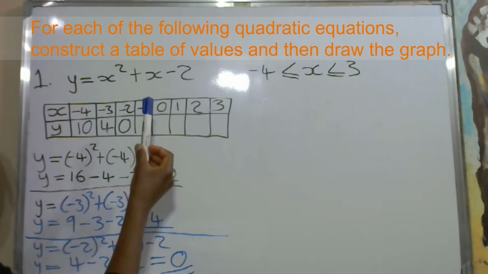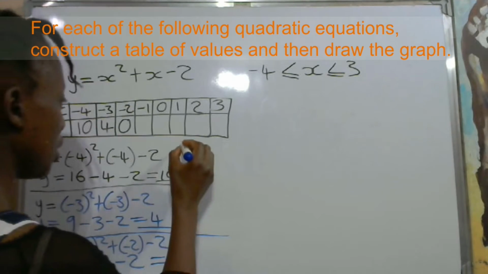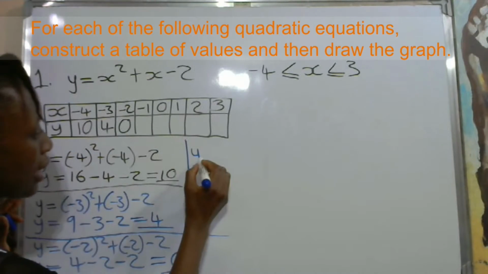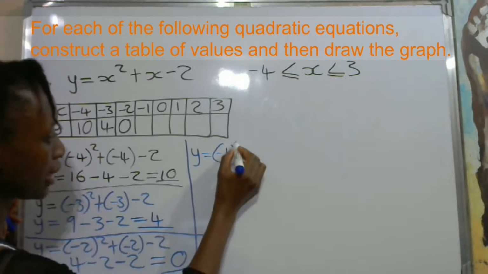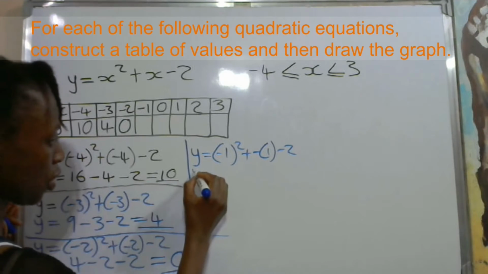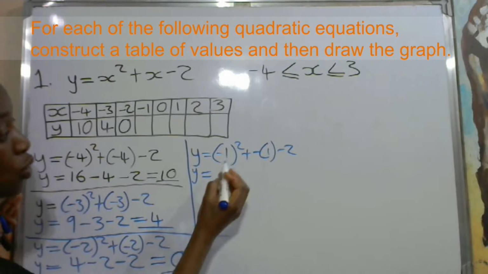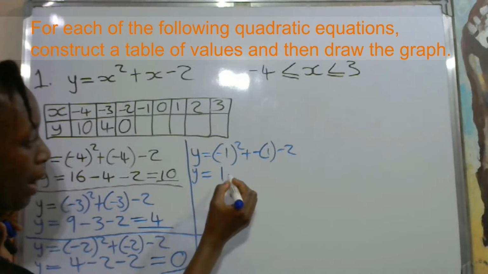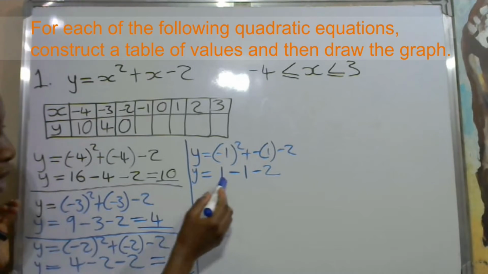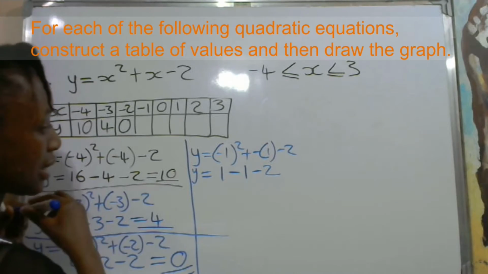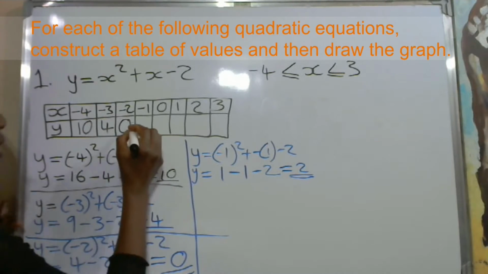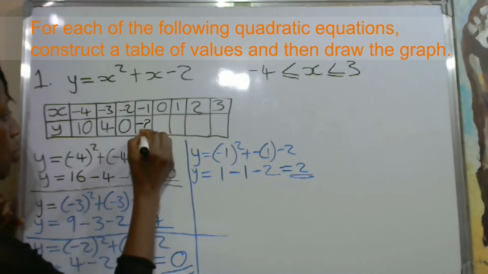Okay, so we do the same for a negative 1. So when x is -1, there you get your -1 squared plus -1 minus 2. So our y will be equal to -1 squared, which will give us +1. So we get 1 minus 1 minus 2. So 1 minus 1, you get 0. 0 minus 2, you get your -2. So there you get -2. So our y there is -2.